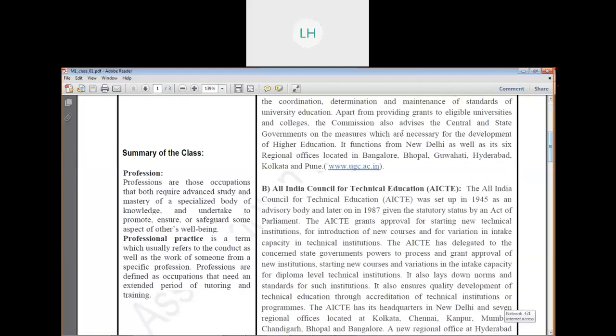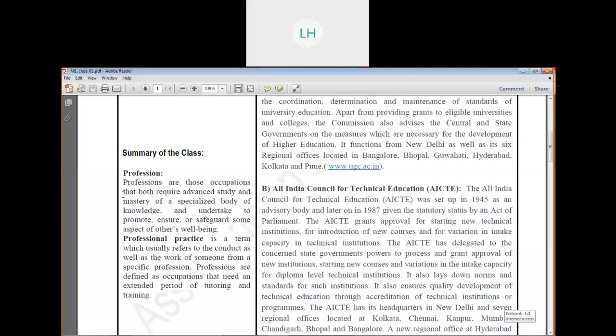So here you can see some standard definitions. Can you see it? Can anyone respond? Can you see it? Am I audible? Yes, sir. Okay, fine.